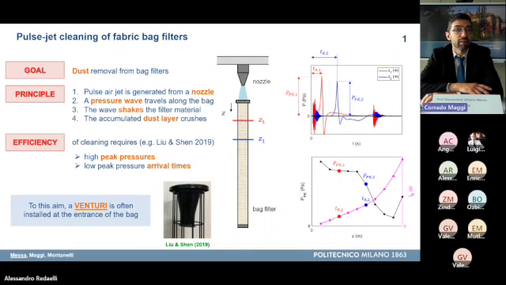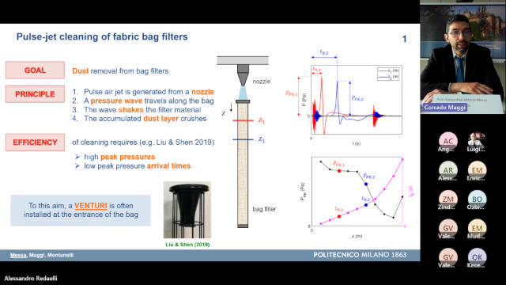According to the literature, the cleaning efficiency of pulse jet technology can be related to fluid dynamic parameters related to the traveling of the pressure wave. Particularly, the idea is as follows. Imagine that you focus on a given section Z1 along the bag, and you want to monitor the pressure history in this section. You have a trend similar to the red curve in the top right plot, where the pressure first increases, then reaches a maximum when the pressure wave crosses the section, and then decreases.